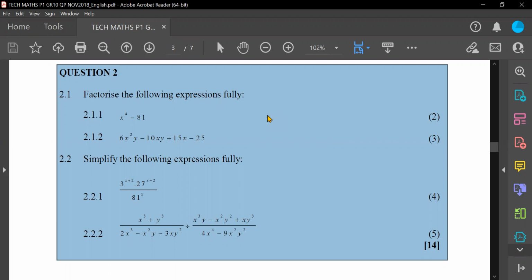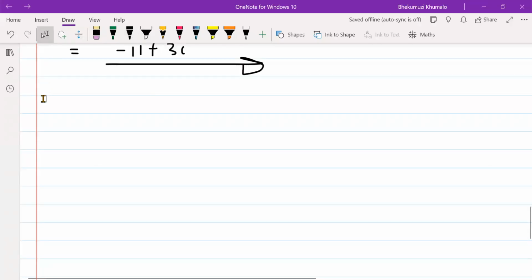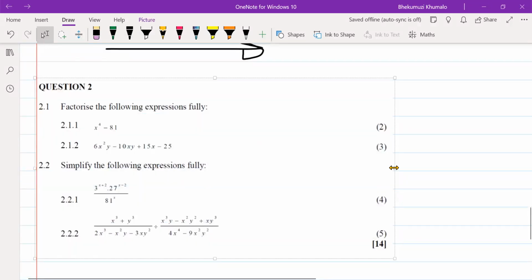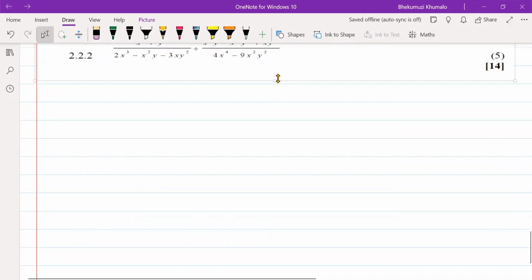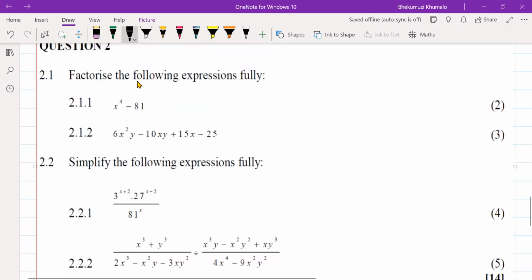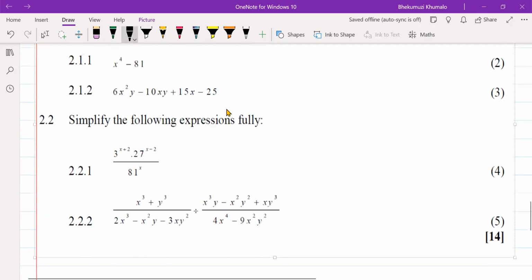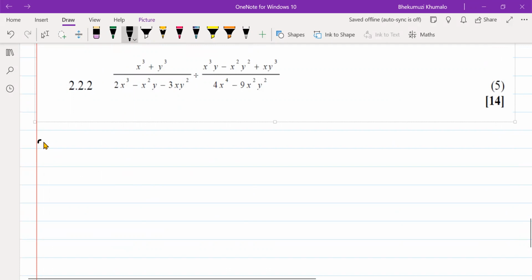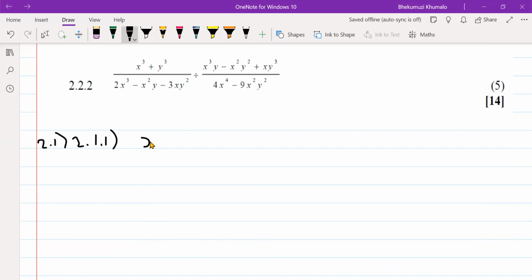Now when we look at this one here, we first start off with question 2.1. Question 2.1 says, factorize the following expression fully. And it's 2.1.1. It's x to the power 4 minus 81. Okay, that's very interesting. So let's start off. This is 2.1.1, and this is x to the power 4 minus 81.